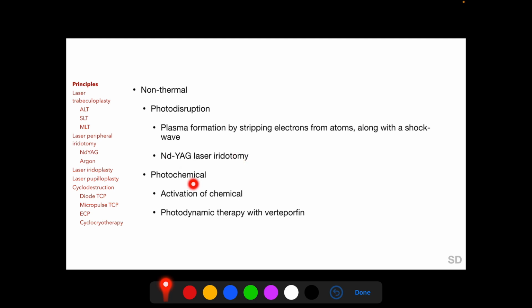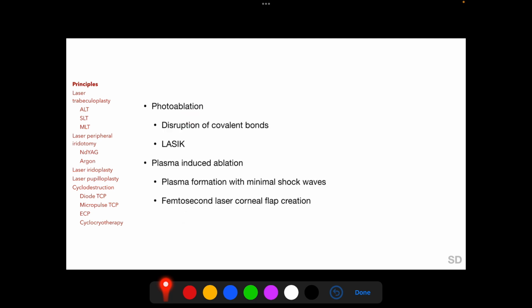In a photochemical reaction, the laser energy activates a chemical introduced into the body, and photodynamic therapy following injection of verteporfin is an example of this mechanism. In photoablation, laser energy results in disruption of the covalent bonds in the target tissue, and this is the mechanism by which the cornea is reshaped by the LASIK procedure. And in plasma-induced ablation, the laser energy causes plasma formation in the target tissue, but with minimal generation of shock waves. And femtosecond laser corneal flap creation utilizes this mechanism.